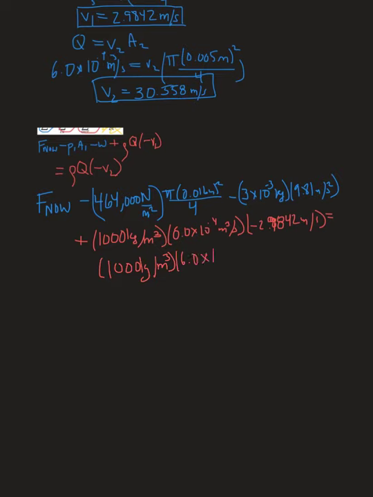6.0 times 10 to the negative fourths cubic meters per second. And then this is going to be a negative V2, which is 30.558 meters per second. Okay, so at this point, we're going to go ahead and check our units. Notice this guy should be measured in newtons.